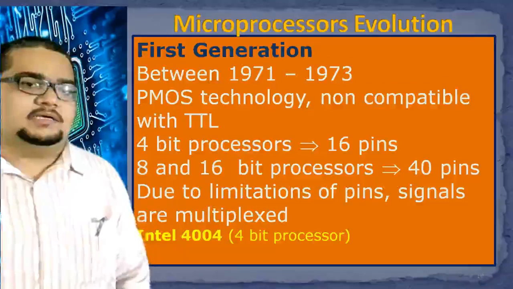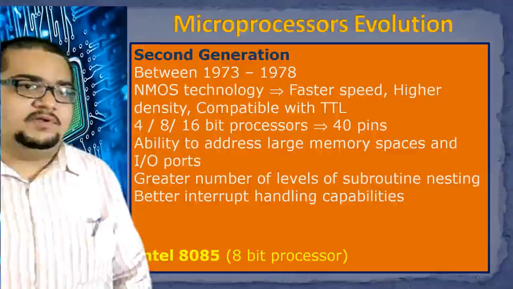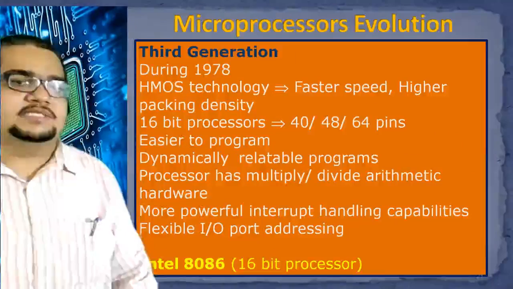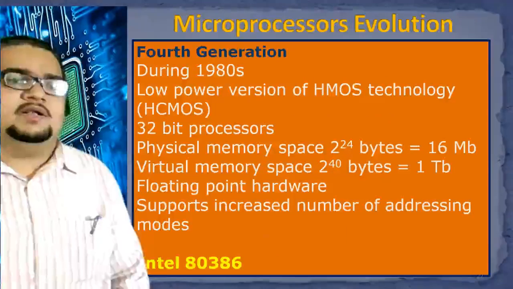And after that, it's history. We have seen this. In the second generation, we got the 8085. In the third generation, we got the Intel 8086. And after that, the later versions we have seen in the fourth generation and fifth generation.